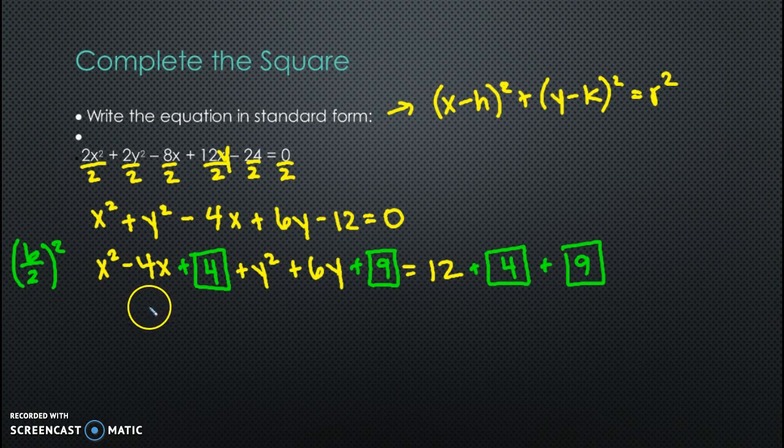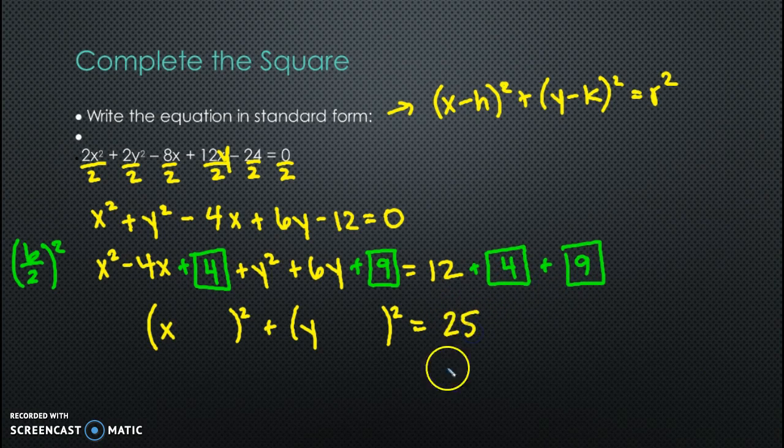Okay, then I'm going to switch to parentheses. I'm going to have (x) in parentheses squared, (y) in parentheses squared, and then 12 plus 4 is 16. 16 plus 9 is 25. And to figure out what goes inside the parentheses is just b over 2. So half of b in this case is a negative 2, and in this case is a positive 3. And there's my circle equation. So for this example, my radius is 5, because this is the square root of 25, and my center is at a positive 2, negative 3.